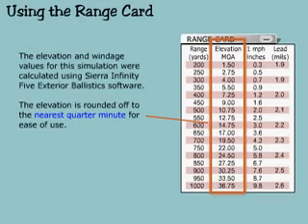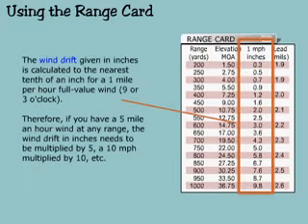The elevation and windage values for this simulation were calculated using Sierra Infinity 5 exterior ballistics software. The elevation is rounded off to the nearest quarter minute for ease of use. The wind drift given in inches is calculated to the nearest tenth of an inch for a 1 mile per hour full value wind, 9 or 3 o'clock. Therefore, if you have a 5 mile an hour wind at any range, the wind drift in inches needs to be multiplied by 5. A 10 mile per hour wind is multiplied by 10, etc.